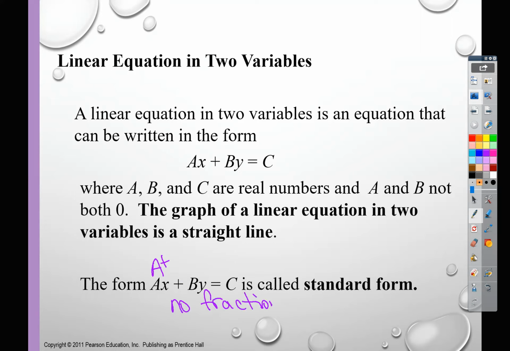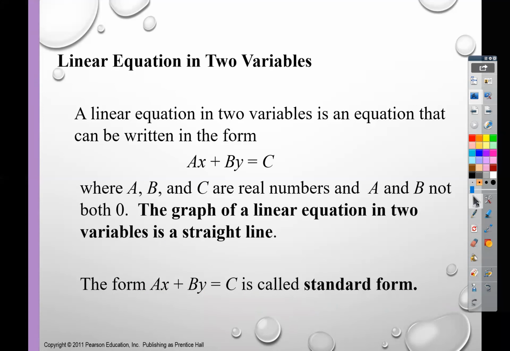That's very, very important. So in standard form, A has to be positive. B and C can be negative, that's fine, but A has to be positive. And I kind of remind everybody, because you want an A plus. Okay, so A has to be positive and there can be no fractions or decimals.